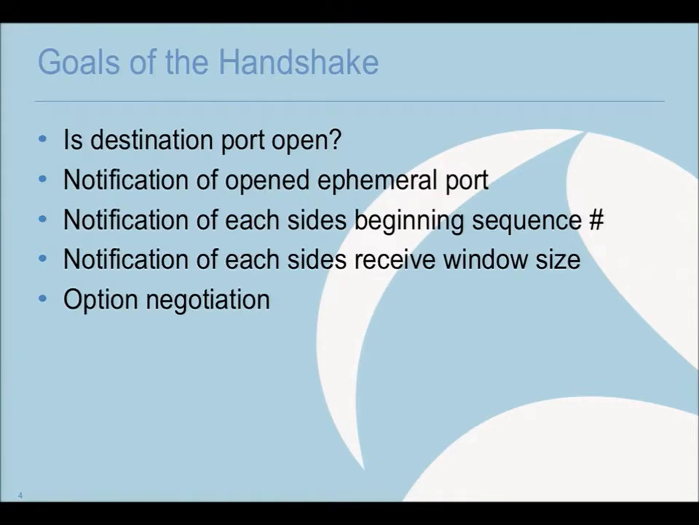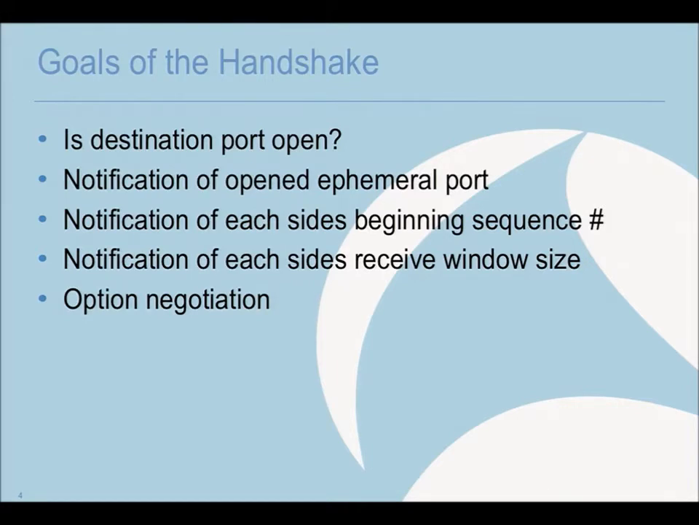And then each side says what their receive window size is. How much space do they have to receive data? We'll use that for flow control. And then we discuss what options we want to have, because we've got to set the parameters and the expectations for the conversation.